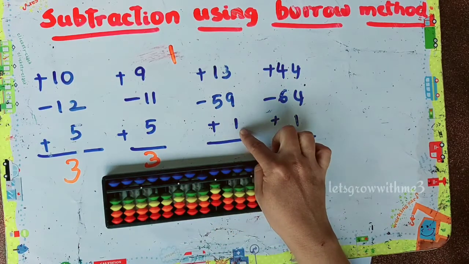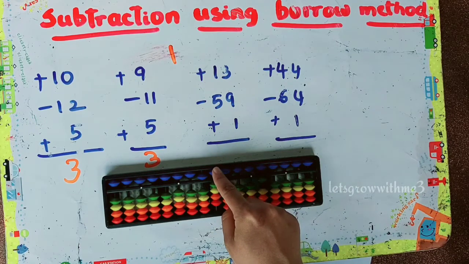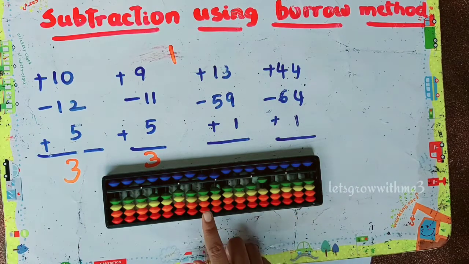So what's the answer we got? 5, 4, 54, then plus 1. So add 1 using small friend, plus 5 minus 4. So we got our answer 55. But here we have taken the borrow. We should return this one.